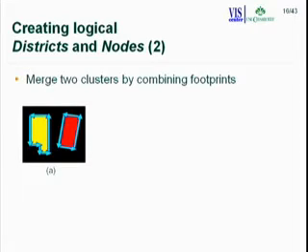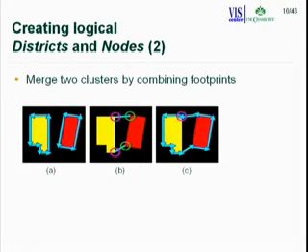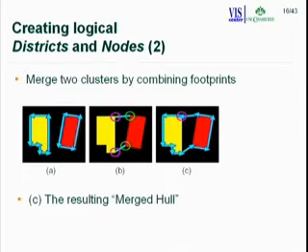So the way we do that is pretty simple. We first find the footprints of each building ordered in a counterclockwise manner. Then you find the 2 shortest edges that will combine these 2 things. Then you just start tracing, starting with one of the vertices. Now, when we start with the magenta vertex, what we end up with is actually what we're looking for, which is the resulting merged hull.